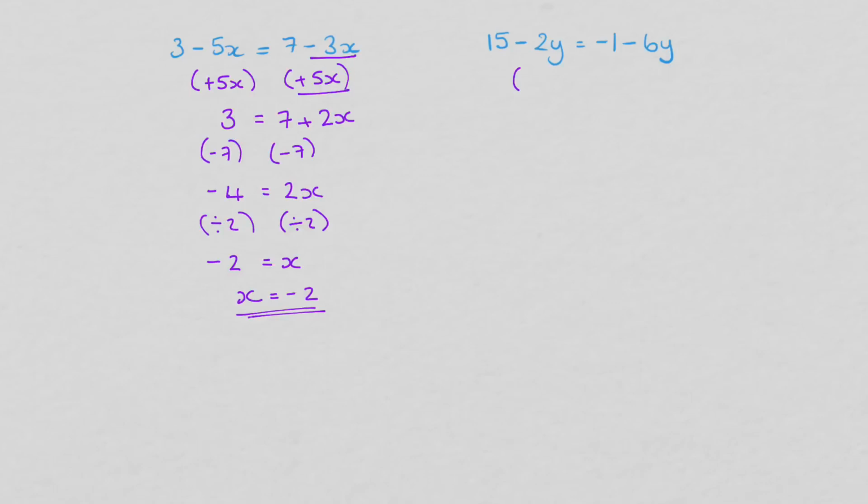So we're going to add 6y to both sides. Then we're left with 15 on the left hand side plus 4y, and on the right hand side the 6y's have disappeared and we're left with negative 1. So our next job is to subtract 15 from both sides. So we're left with 4y equals negative 1, take away another 15, takes us down to negative 16.